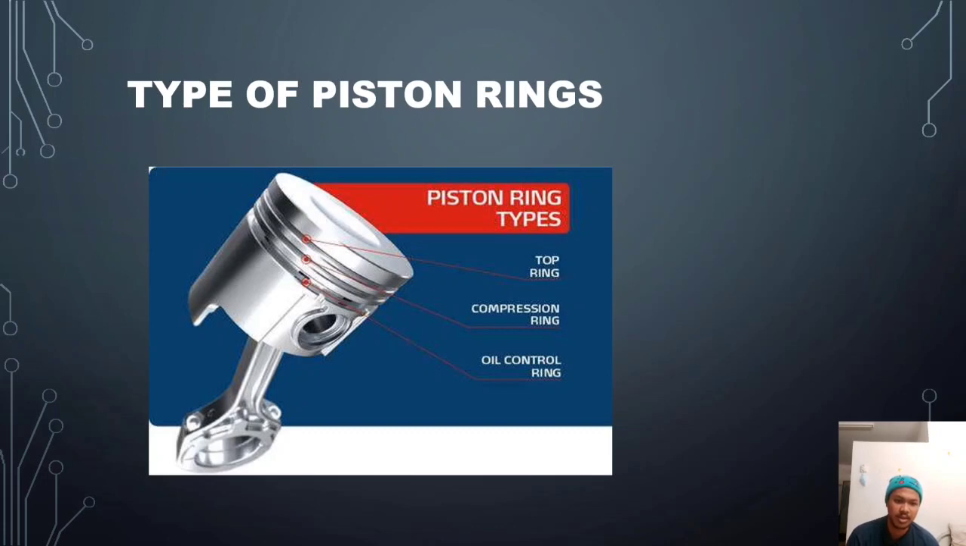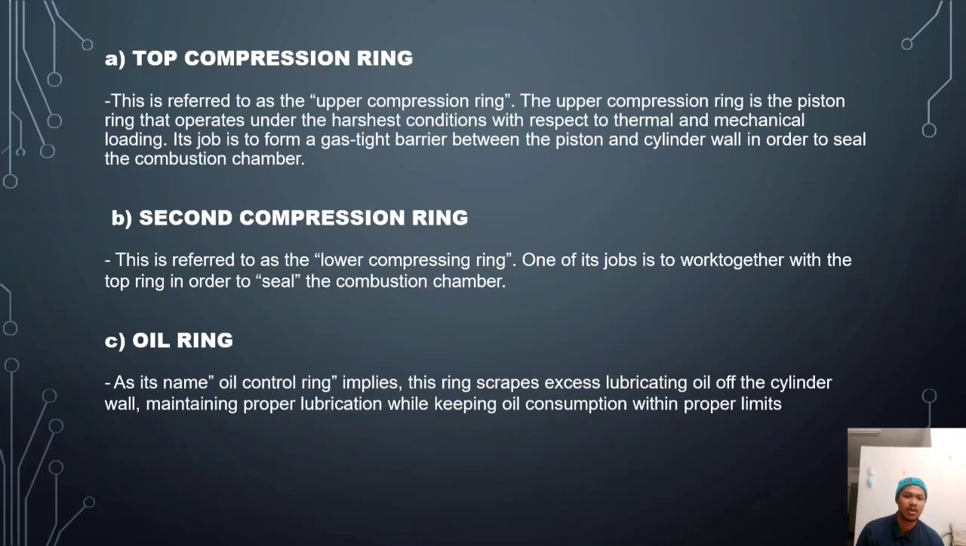Top ring, compression ring and oil control ring. The top compression ring is referred to as the upper compression ring. The upper compression ring is the piston ring that operates under the harshest conditions with respect to thermal and mechanical loading. Its job is to form a gas-tight barrier between the piston and the cylinder wall in order to seal the combustion chamber.